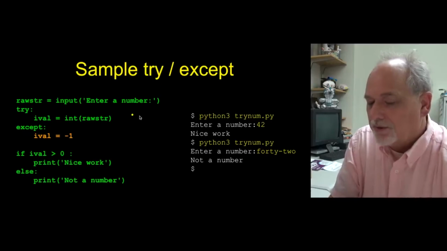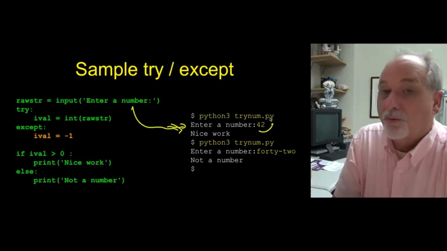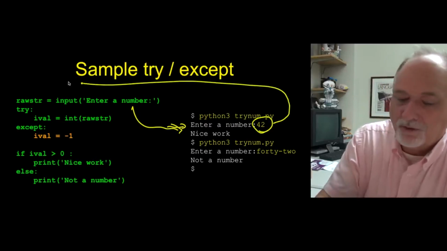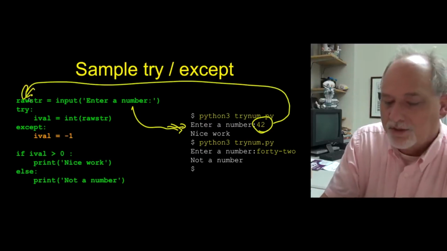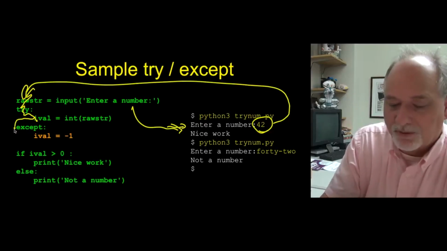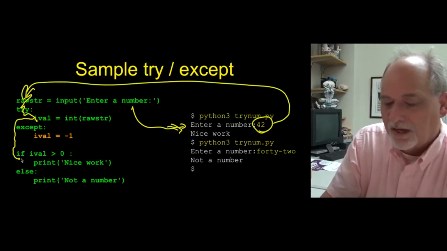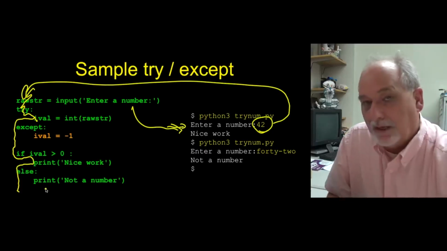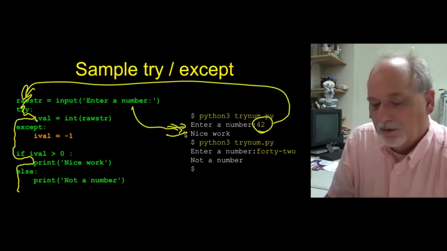So the first time we run this program, out comes enter a number. We type in 42, which is a string. That 42 goes back into istr and runs in here. This runs, it's fine. That becomes the number 42, so we skip the except block, and ival is greater than 0. We print out nice work, and we skip the else. Okay, so it says nice work.